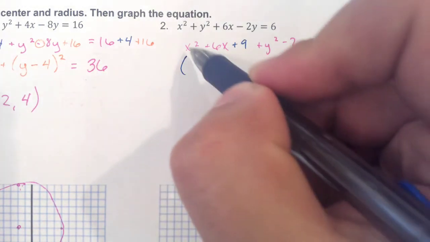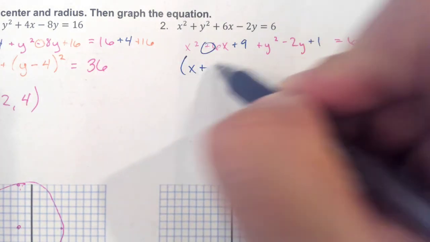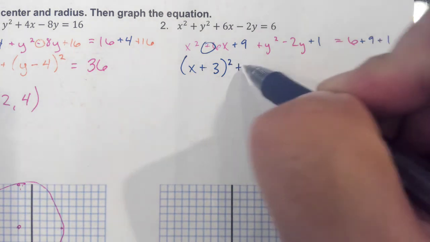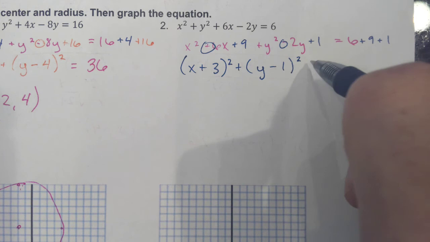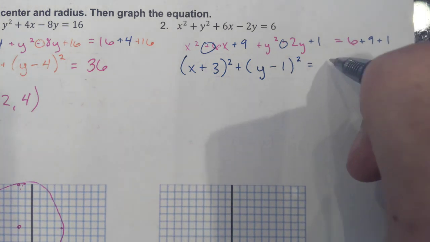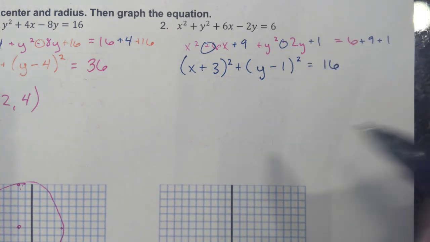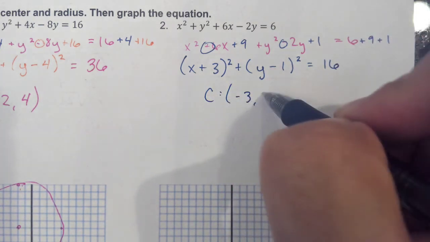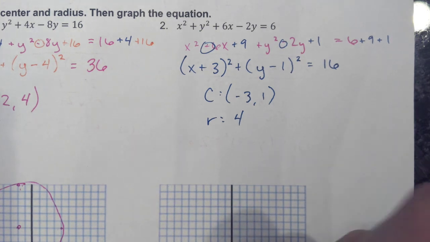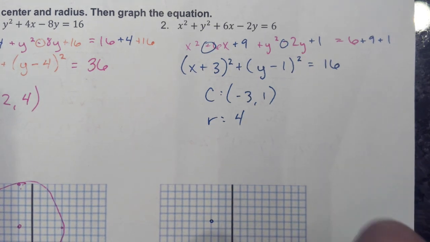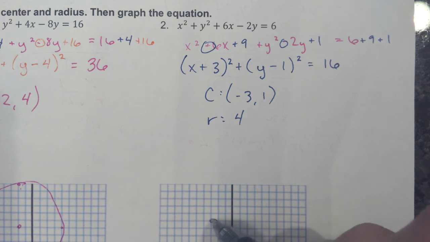Factor it very quickly. The square root of x squared is x. This symbol, square root of 9, is 3. Square root of y squared is y. That symbol, square root of 1, is 1. 6 and 9 and 1 make 16. So what's the center? Negative 3, 1. What's the radius? 4. Plot that real quick. Negative 3, 1. And then left 4, up 4, down 4. Get them all. 1, 2, 3, 4. 1, 2, 3, 4. 1, 2, 3, 4. Okay, sweet. Do your best to draw a circle.